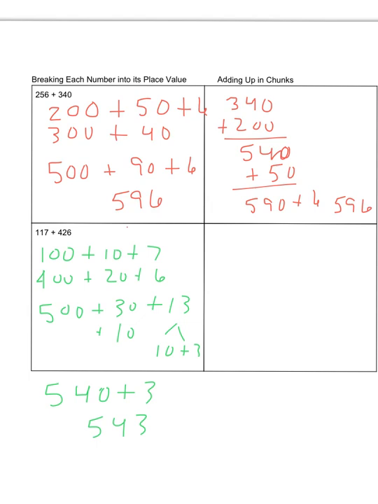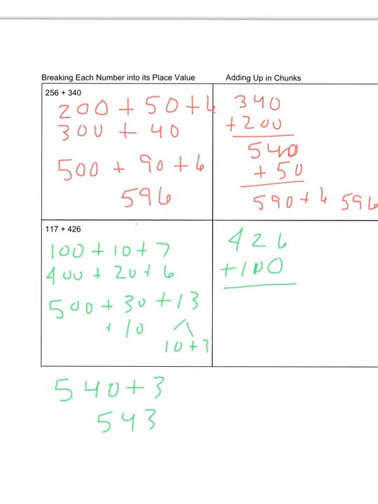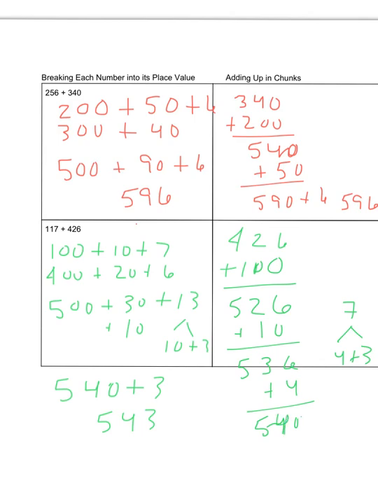Again, if we want to add up in chunks, I like to start with the larger of the two values, so 426. We're going to add 100 to that. Not 10, sorry, 100. So you have 526. Then you're going to add to that 10. So it gives you 536. And then here, what I do with the 7 is I see that 7 is the same as 4 plus 3. So I think, well, okay, I'm going to add 4 to 536, get that to 540. I still have 3 to add, so that's 543.